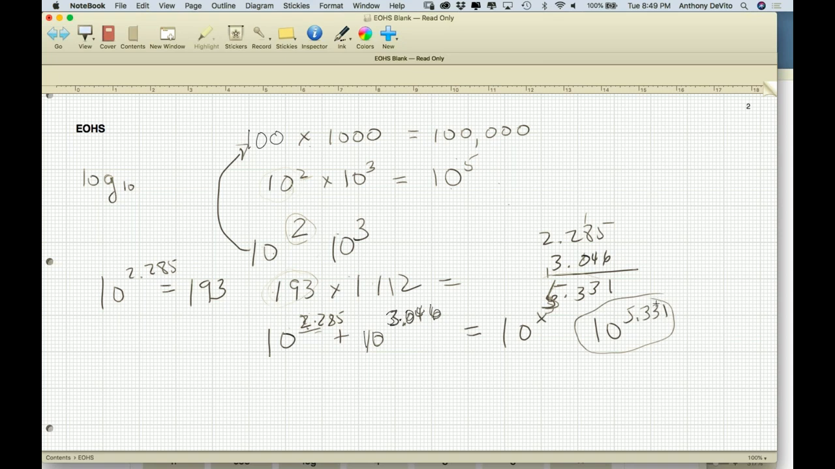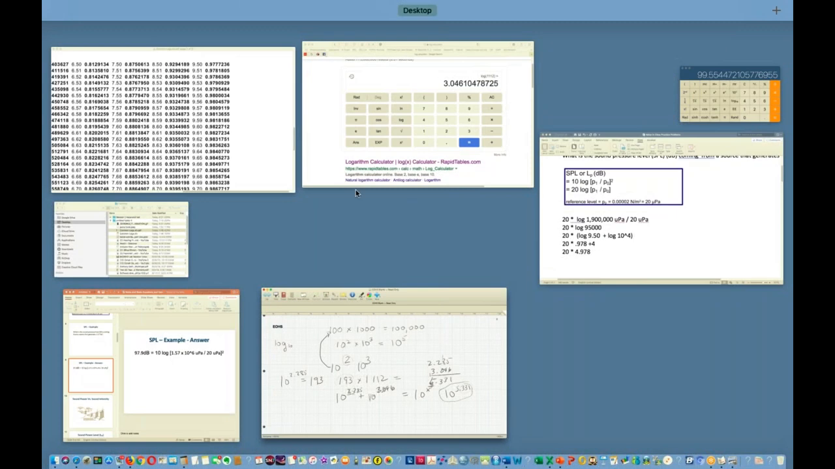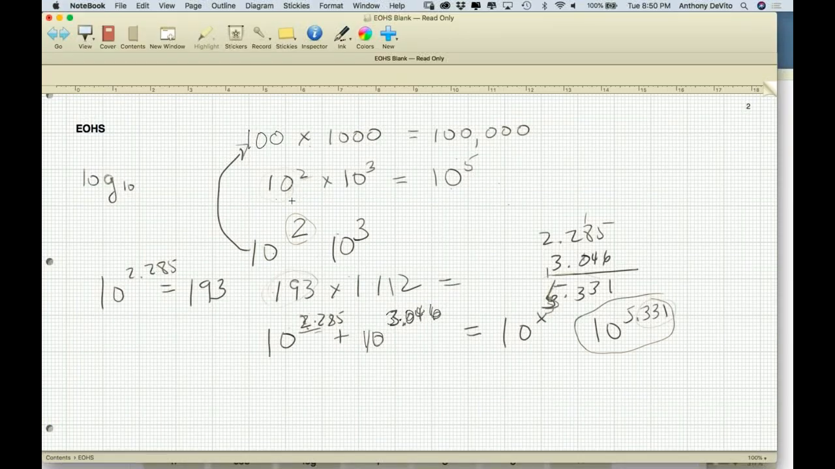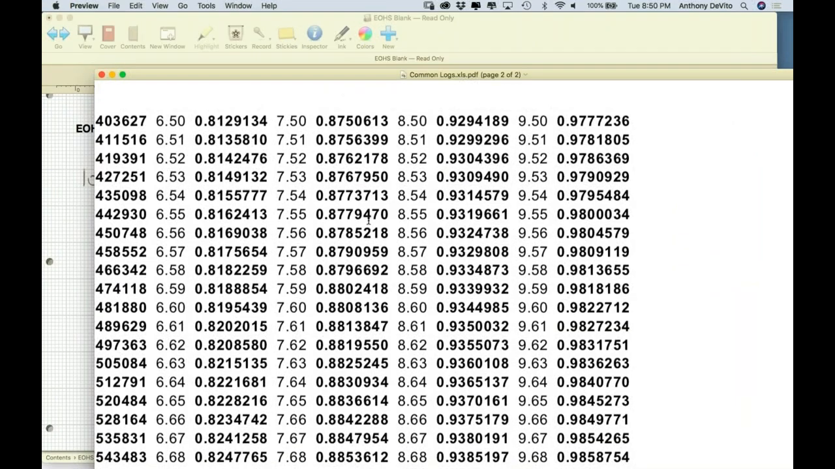The part I'm really interested in is this 0.331. That gives me my digits. And the five just tells me it's 5 times 10 to the 5th power, so it's 5 decimal places over. So what number is represented by a logarithm of .331? Well, I'm going to use my log table backwards. This is called finding the anti-log.